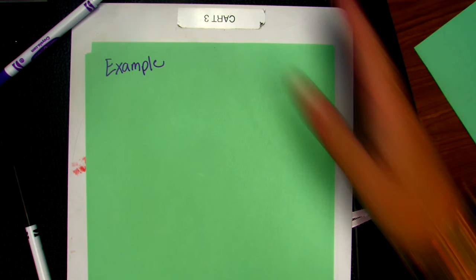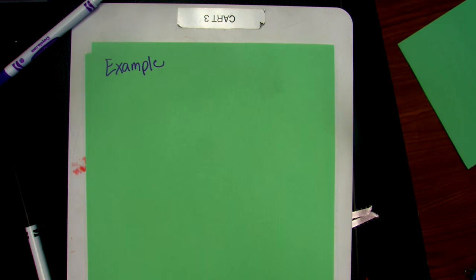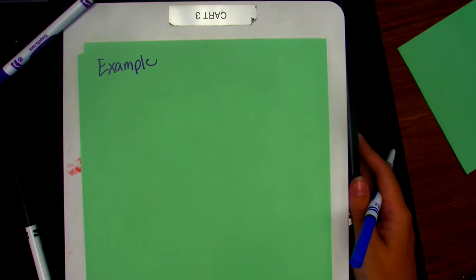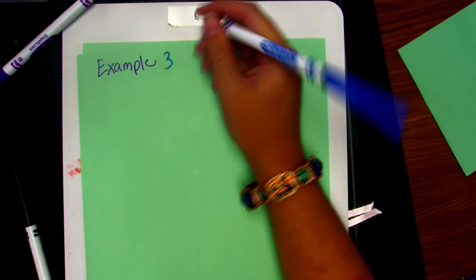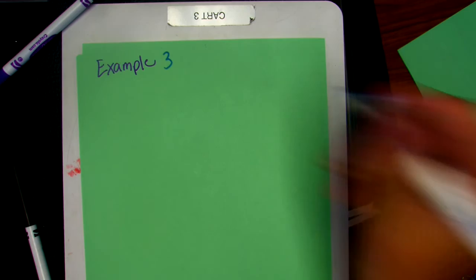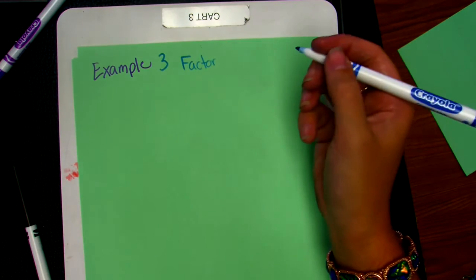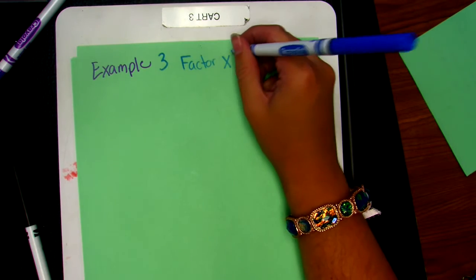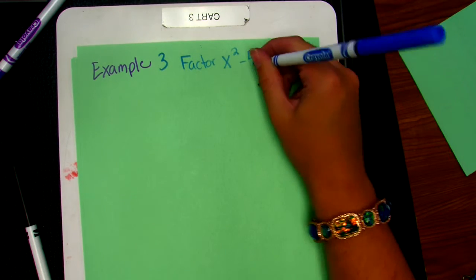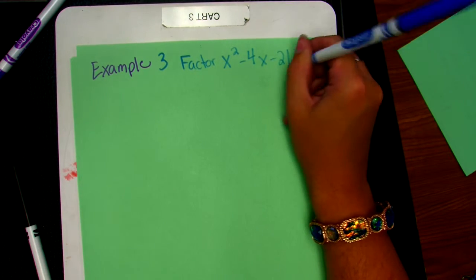Alright, so the easiest way I can explain the guess and check method is by reversing the box method. So what we're going to do is start with an example. Let's look at example 3, which says factor x squared minus 4x minus 21.